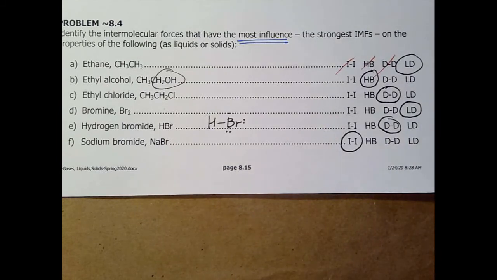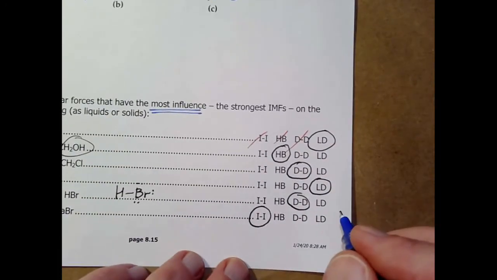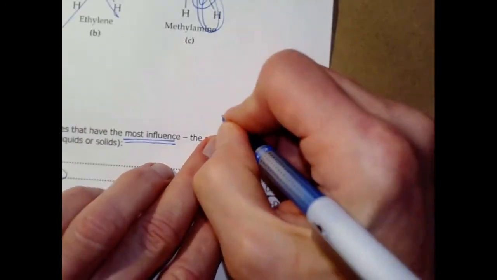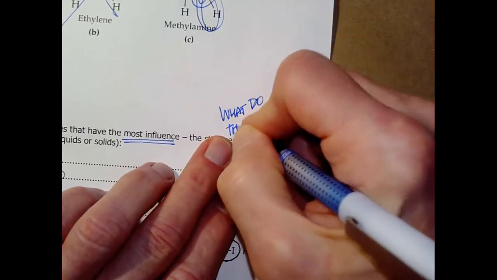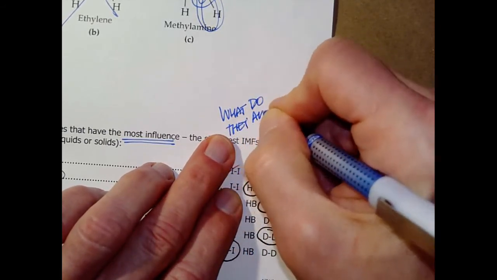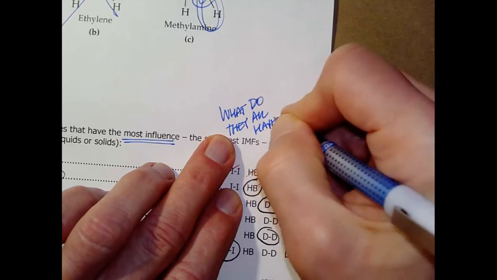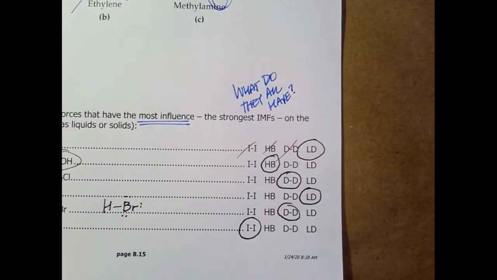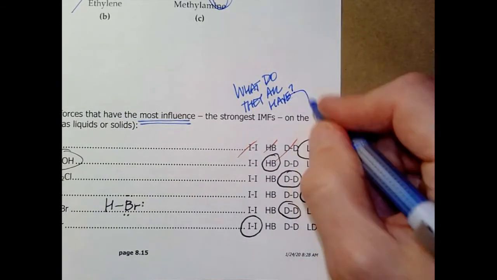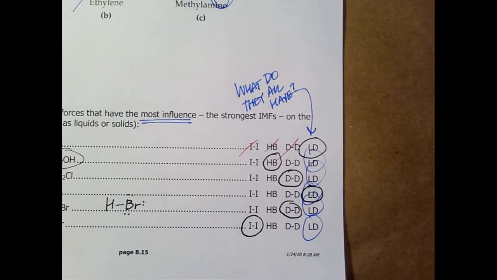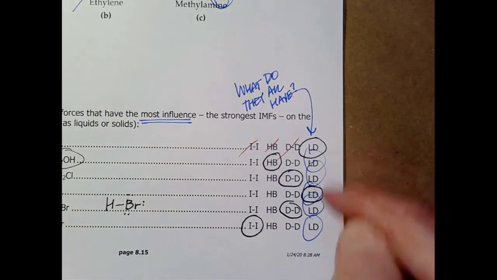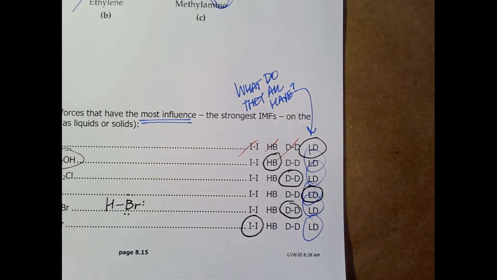Now here's another thing to say here. Well, let's say this. What do they all have? They all have that. It may not be the strongest force. If they have any other force, the London dispersion just doesn't matter. But everybody always has London dispersion.